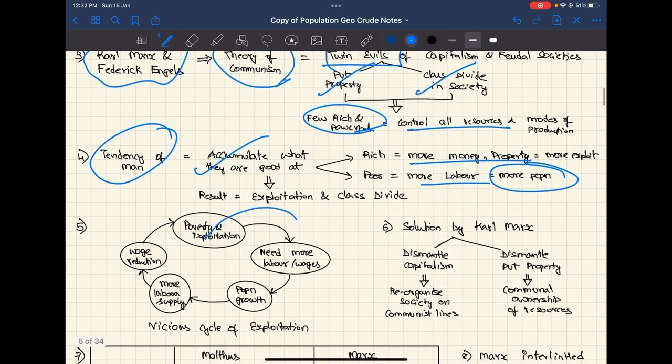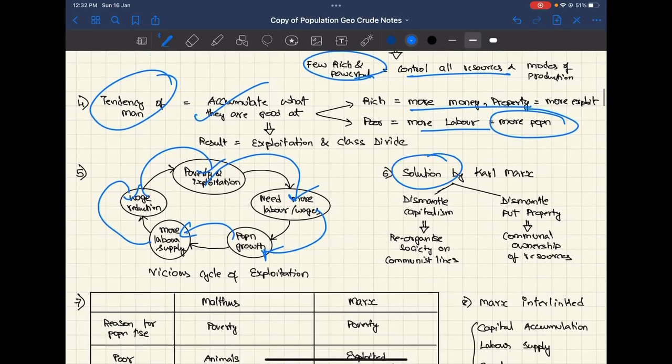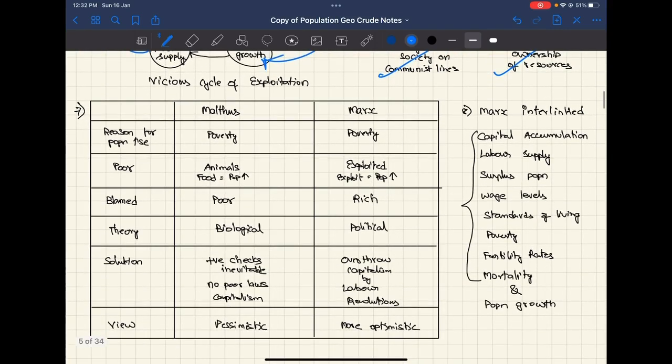So poverty and exploitation will need more wages, so they will increase the population numbers. This will result in more labor supply. This will reduce the wages and the vicious cycle will continue. So the solution provided by him is to dismantle capitalism and go for communism, dismantle private property and go for communal ownership of resources. Now let's compare Malthus and Marx.